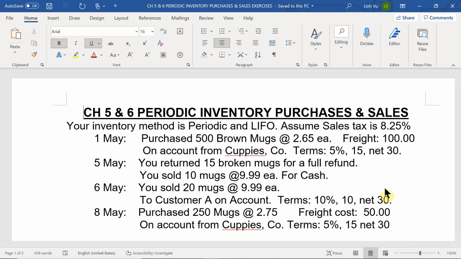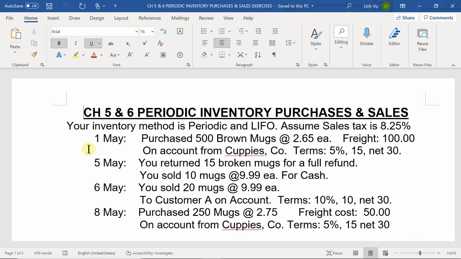We got to take a look at the chapter 5 review, and then we also took a look at chapter 6. Chapter 6 was a short one. In this case, I'm not going to include the lower cost of market. However, I will be including knowing how to do a sales return, and allowances, etc. With this, it's a combination of both, and your instructions are that your inventory method is periodic and it is LIFO. Assume that sales tax is 8.25%.